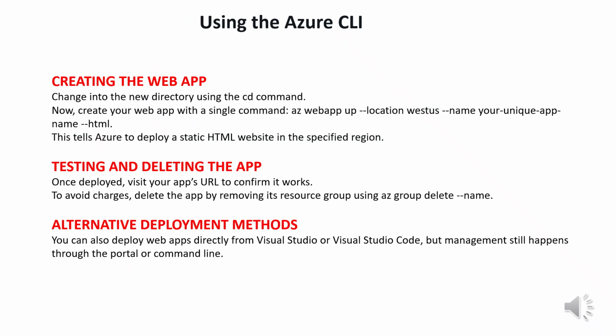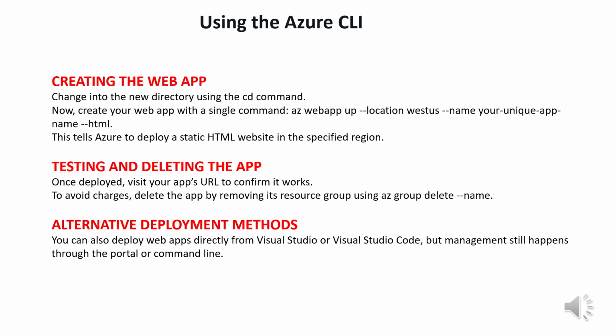Creating the web app. Change into the new directory using the cd command. Now, create your web app with a single command, az webapp up --location westus --name your unique app name --html. This tells Azure to deploy a static HTML website in the specified region.